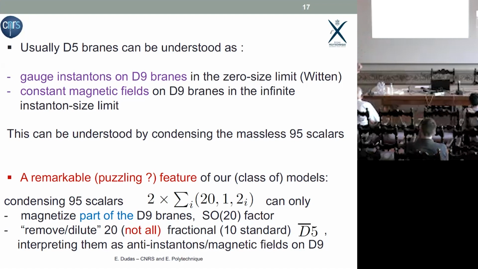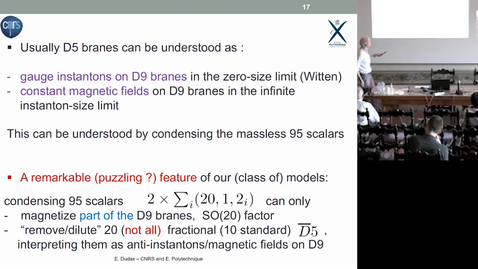In our class of models, some of these scalars do not exist. And you can understand the result I'm going to talk about here also from other points of view. So there are some 9-5 scalars between this SO(20) and this USp(12) anti-5 branes at the fixed points. You can give some VEV to this, so you can magnetize part of the D9 branes. So on the SO(12) factor, you can put a magnetic field, but not on the other. So these are models in which there are some gauge groups where you cannot put magnetic fields on some part of the gauge group. There are no corresponding scalars there.